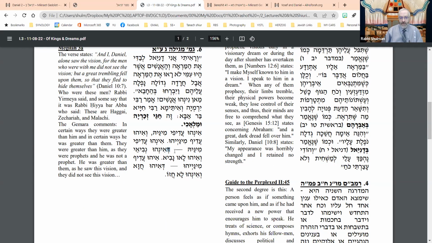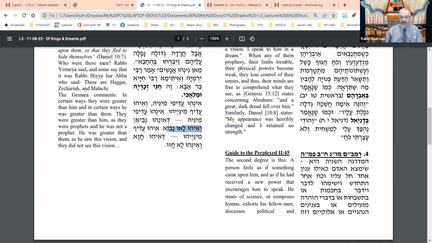They were greater than him because they were prophets, and he was not a prophet. You love Navi. Daniel, says the Gemara explicitly, was not a prophet. But he was greater than them, that even though he wasn't a prophet, he could see the vision they couldn't. In other words, the fact that he's not a prophet doesn't mean he doesn't have the ability to see and understand. He has a great ability to see and understand. Ruach HaKodesh is very powerful. Ruach HaKodesh is very real. But it's one step down from Nevuah.